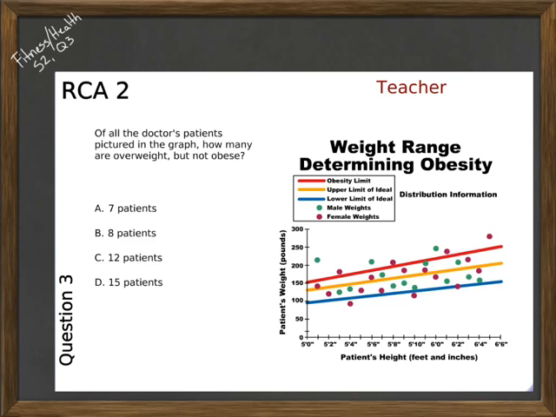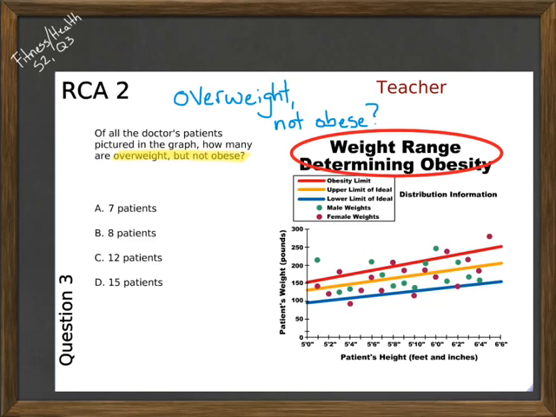This is Fitness and Health, Session 2, Question 3. This is a graphical challenge. The question says, of all the doctor's patients pictured in the graph, how many are overweight but not obese? So in other words, how many are above the ideal weight but not obese? So they're asking us to find out how many are overweight but not obese.